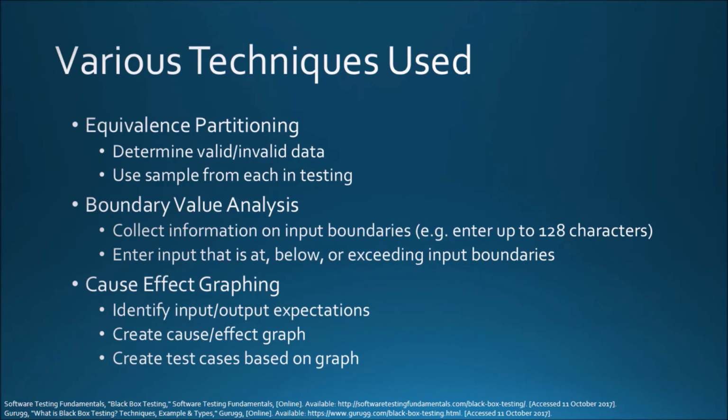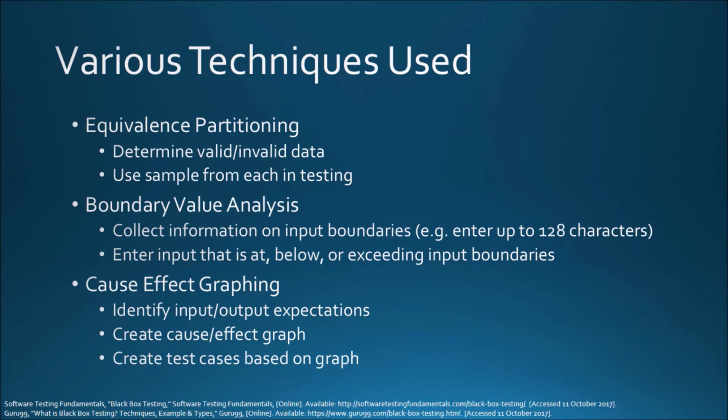So this is a list of 3 techniques that are normally used in black box testing. This isn't an exhaustive list, but these are the 3 most commonly used ones. Okay, so the first one is equivalence partitioning. For this one, you determine valid versus invalid data, and then you pick a sampling of data from each of those categories, and then you use that in your testing.